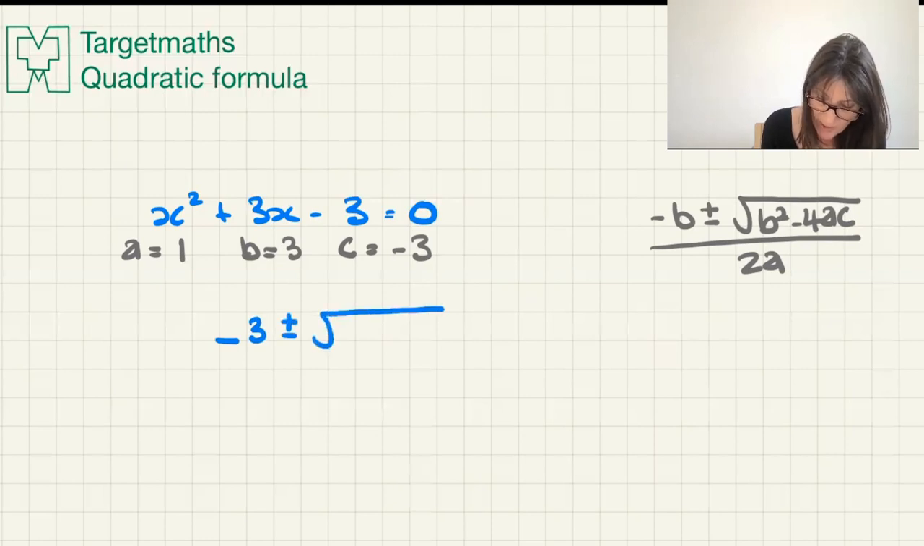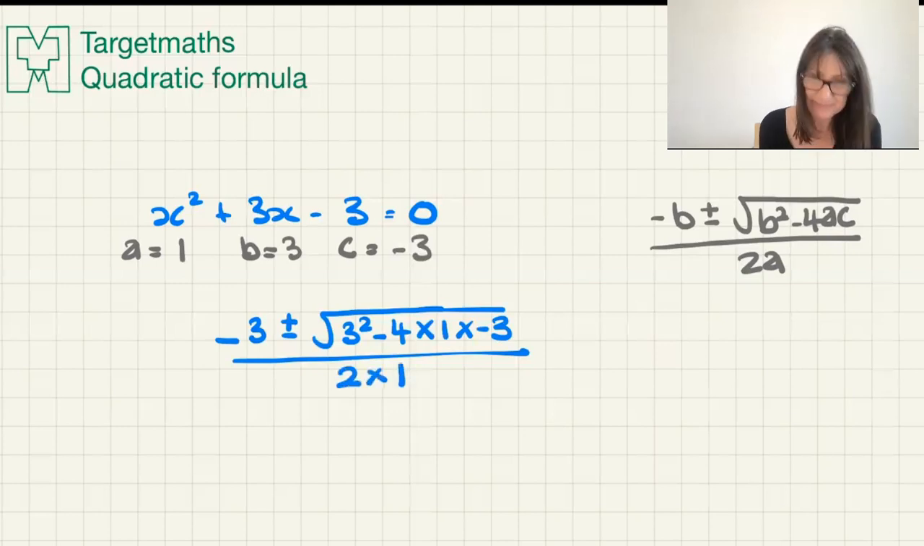I've got b squared, so that's going to be 3 squared minus 4 times a, which is 1, times c, which is minus 3. Extend that a little bit. And that's all over 2 times a, which is 1. So I've carefully done that in the hope that I don't mess up with any of my negatives.